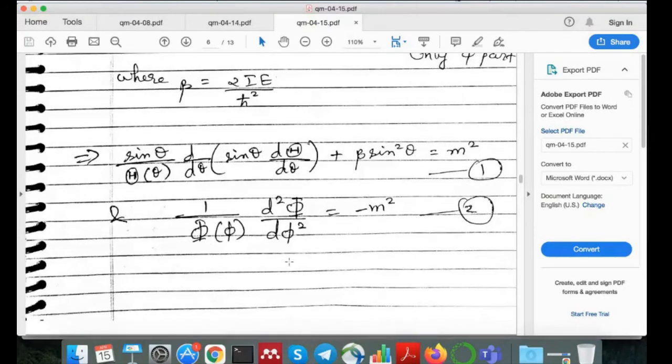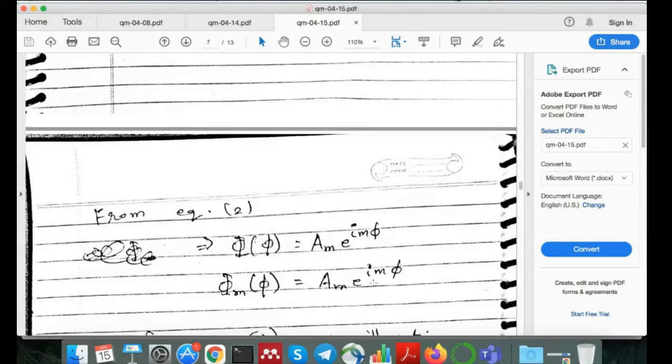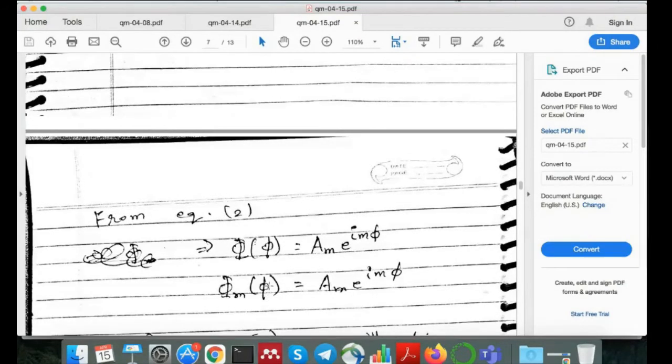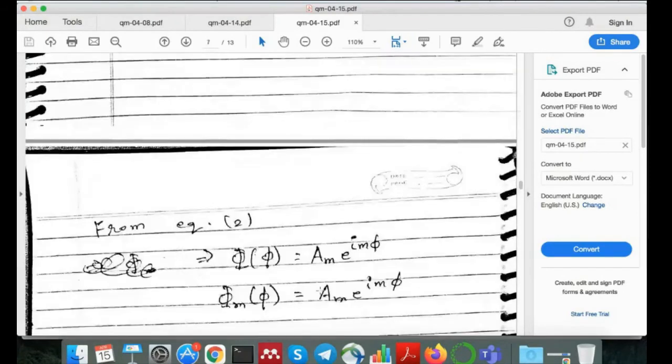Now the second equation, as you can see, is very easy to solve because this is a standard second order differential equation. And the solution, as in the case of the hydrogen atom, is the same: e power im phi. So this is the solution for the second equation, which is Am into e power im phi. Am is some normalization constant.